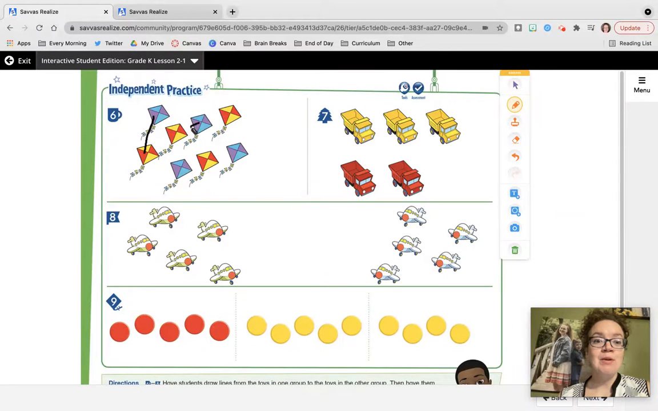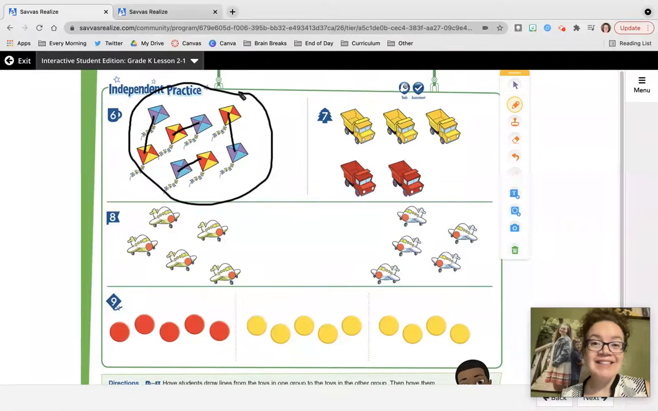Connect blue, purple to red, yellow. And connect blue, purple to red, yellow. We have to look closely this time. Do we have any kites that do not have a match? They all have a match, so are they equal? Yes, they are equal. Circle to show they are equal. Great work.